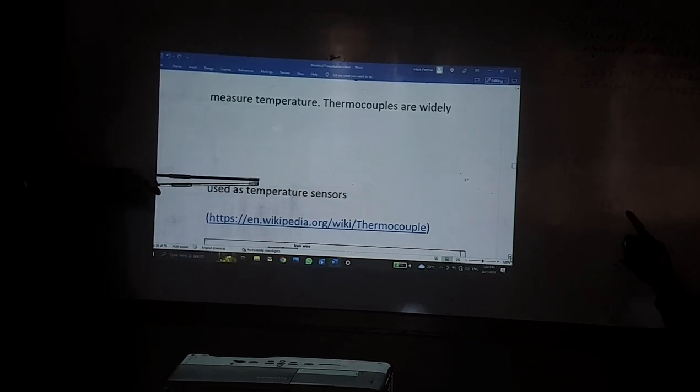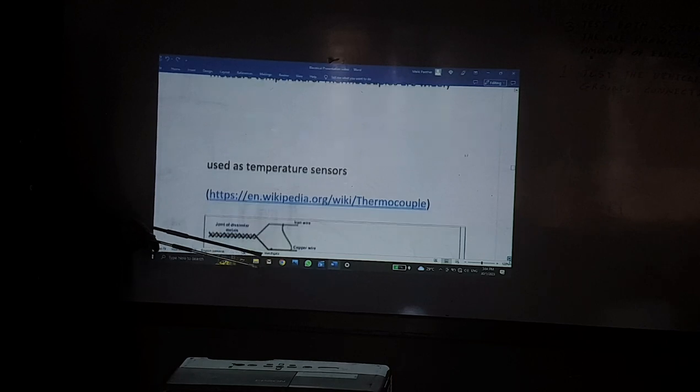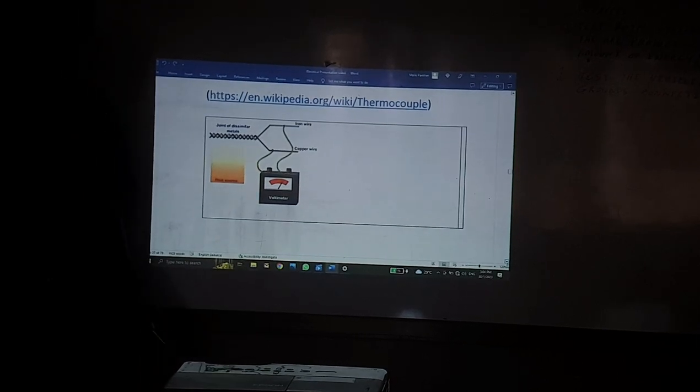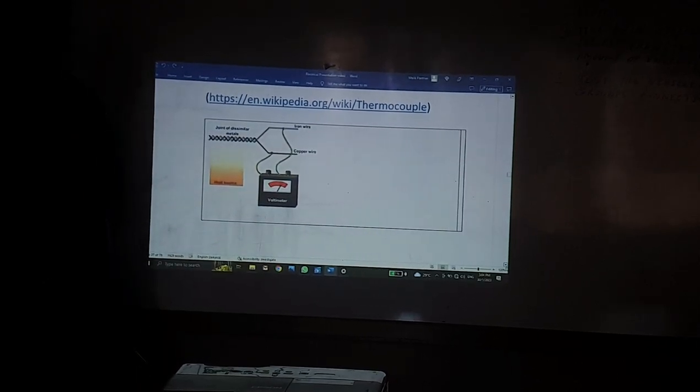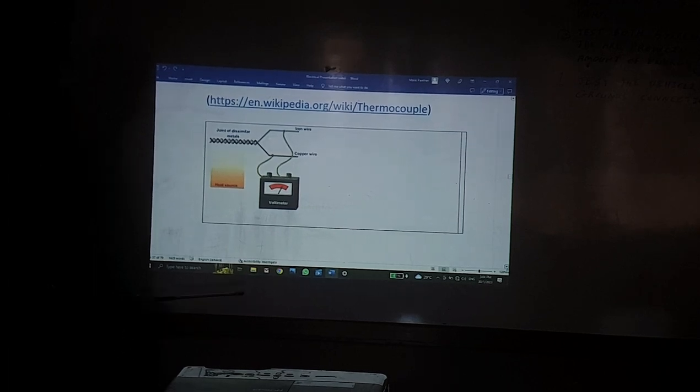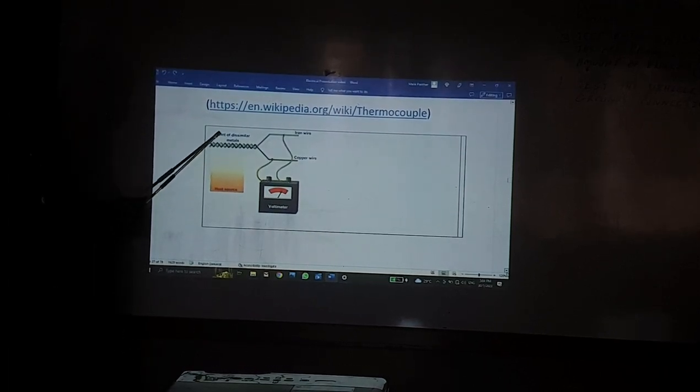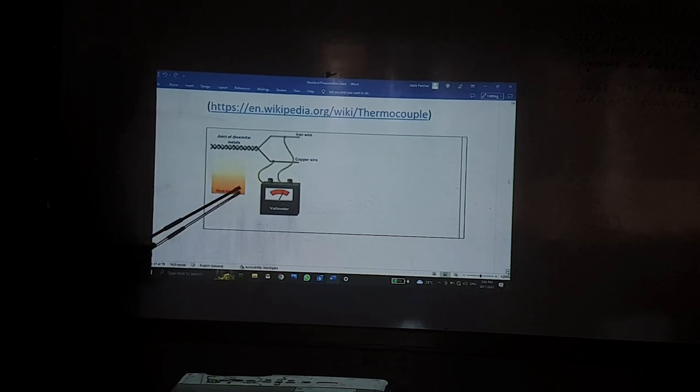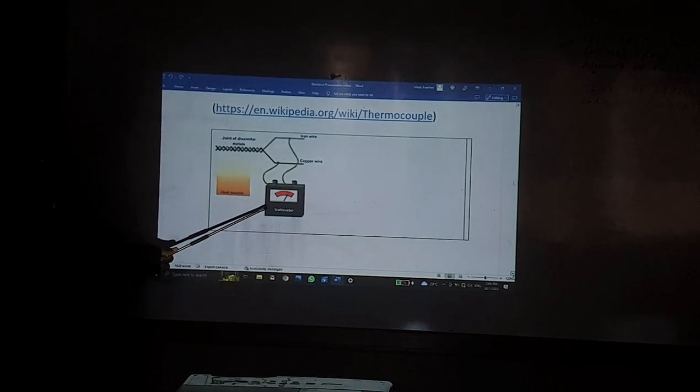Alright, scroll. Yes, so thermocouples are normally used in a computer. If the computer gets extremely hot and turns off, it's actually a thermocouple installed on the server. So we have two dissimilar materials, iron and copper. When they are exposed to heat, electricity is created. Alright, scroll.